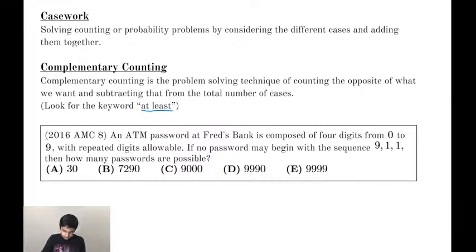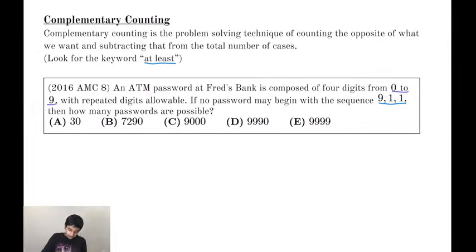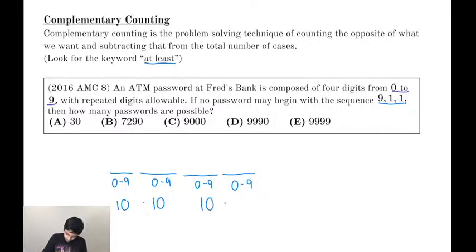So let's try a quick example here. Fred's password is composed of 4 digits from 0 to 9, with repeated digits allowable. If no password may begin with the sequence 911, how many passwords are possible? So firstly, let's find the total number of passwords. There are 4 digits. Each digit can be from 0 to 9, right? So there's 10 choices for each of the digits. So 10 times 10 times 10 times 10, which is 10,000.